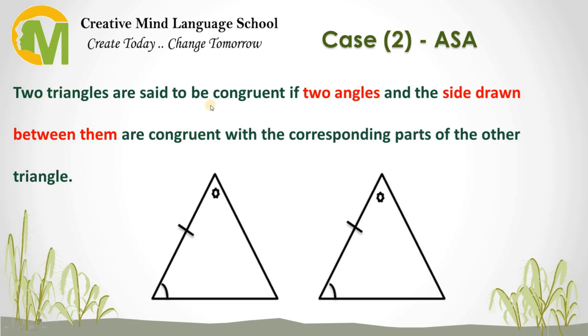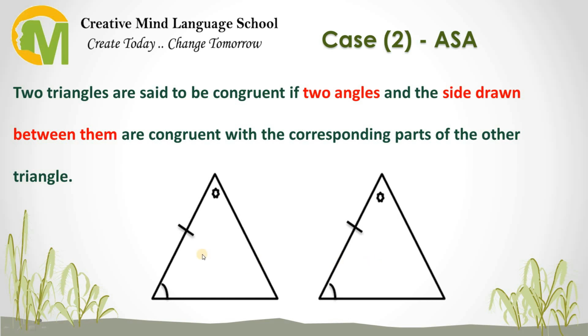Case number 2. Two triangles are said to be congruent if two angles and the side drawn between them are congruent with the corresponding parts of the other triangle. Here we have two angles and the side between them. So this case we refer to it by ASA.